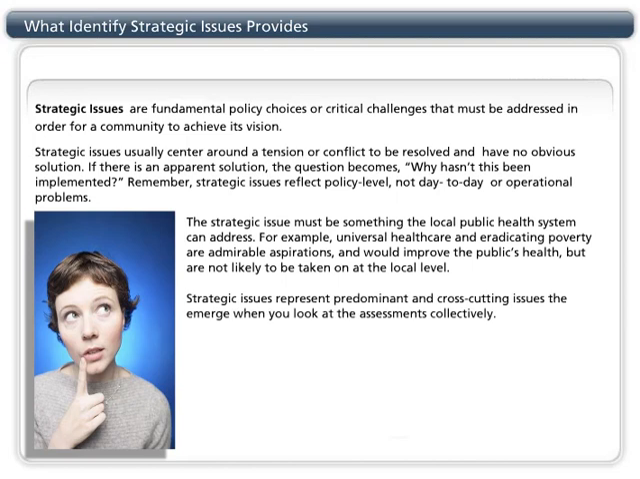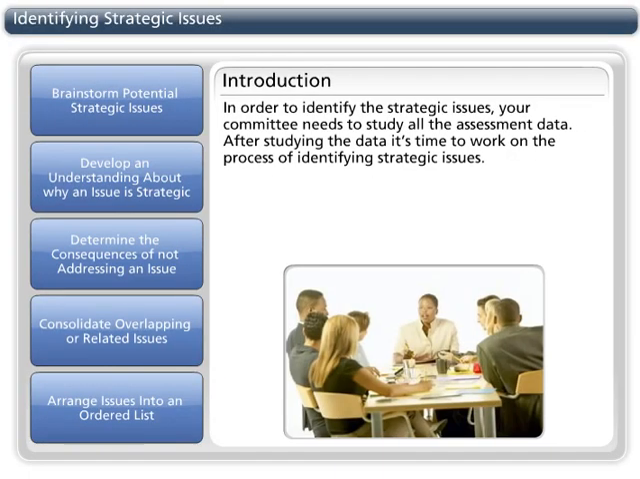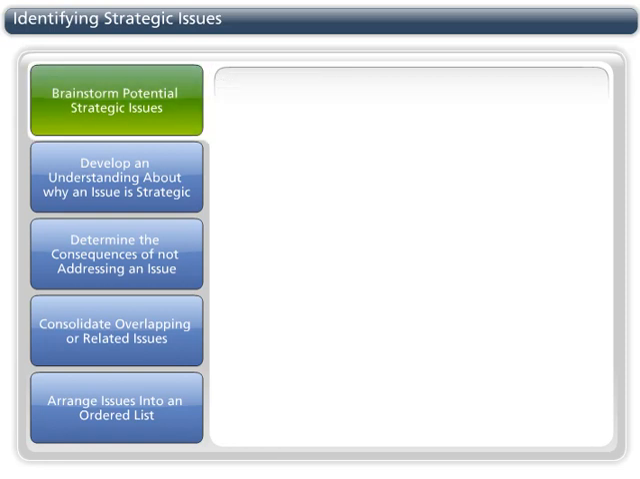Strategic issues represent predominant and cross-cutting issues that emerge when you look at the assessments collectively. In order to identify the strategic issues, your committee needs to study all the assessment data. After studying the data, it's time to work on the process of identifying strategic issues.